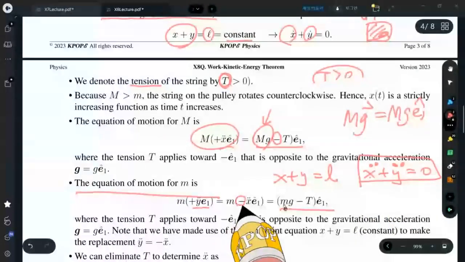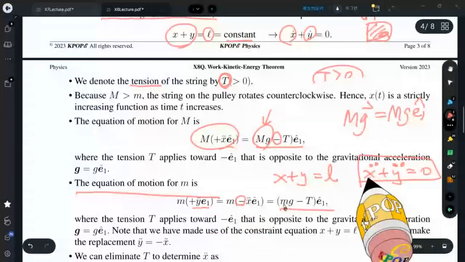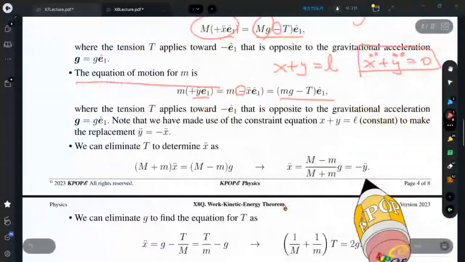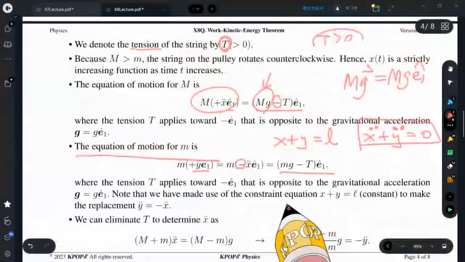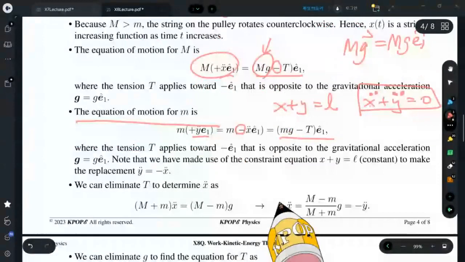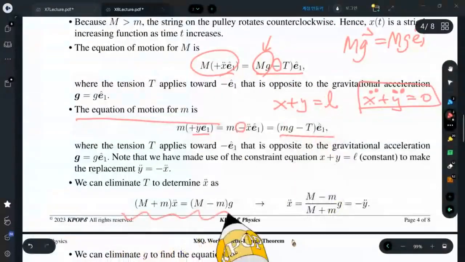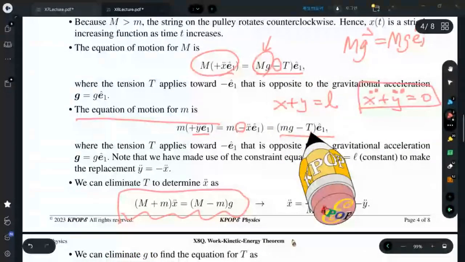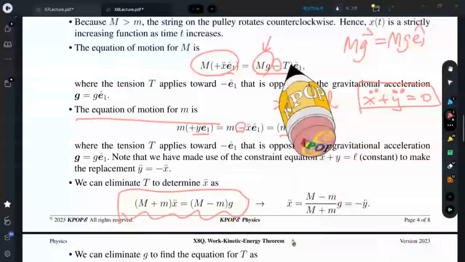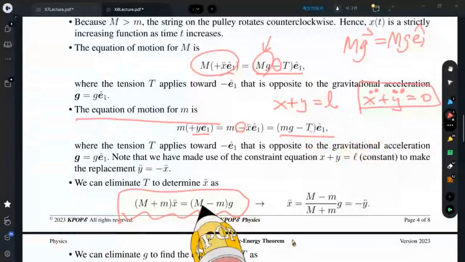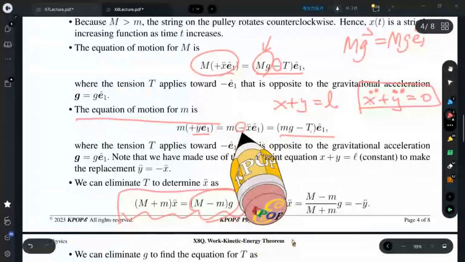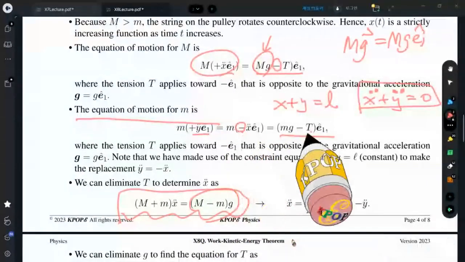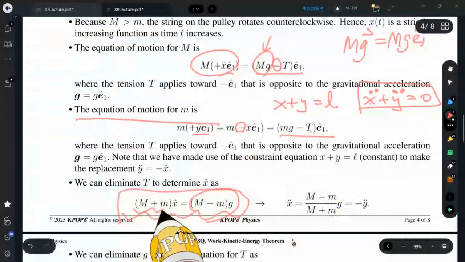So I need to put the negative sign on it when I replace y with x. That's fine. Then we apply Gaussian elimination to kill tension T temporarily, and what we find is this. If I subtract, the tension cancels. Instead, it becomes capital Mg minus small mg. In here it used to be a negative sign, so when we subtract, we add these two masses.